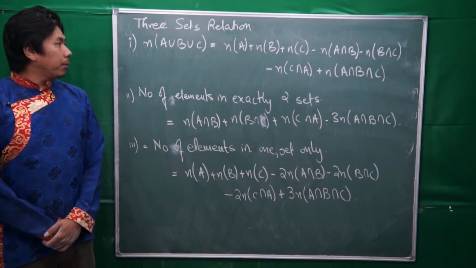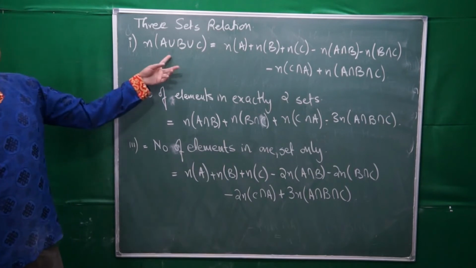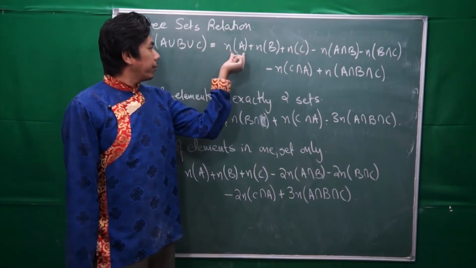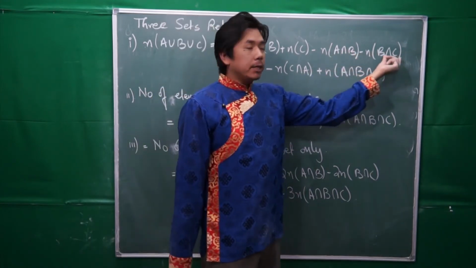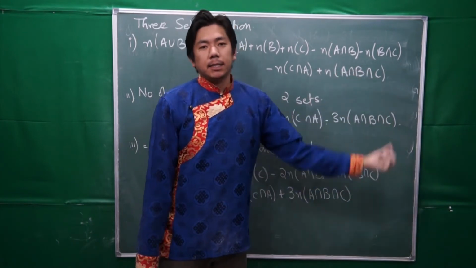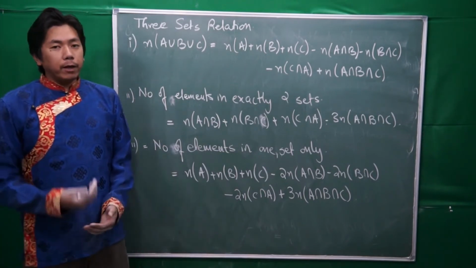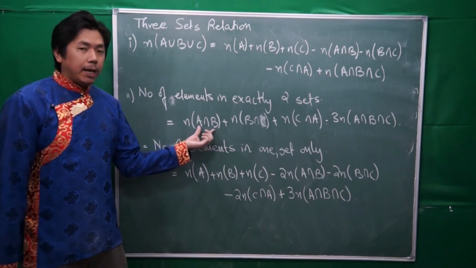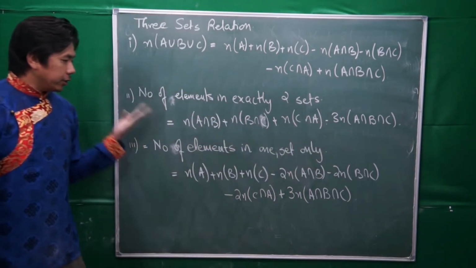So next we are going to talk about the relation between three sets. By three sets we have set A, B and C. So first, the total number of elements in A union B union C equals number of A plus number of B plus number of C minus number of A intersection B minus number of B intersection C minus number of C intersection A plus total intersection of A, B and C. Similarly, in the second relation, we talk about the number of elements that are exclusively in two sets. That means either it is between A and B, or between B and C, or between C and A. So that relation is shown here.